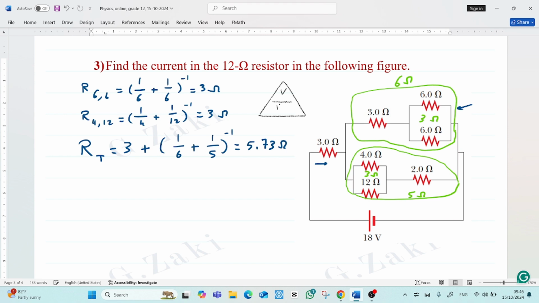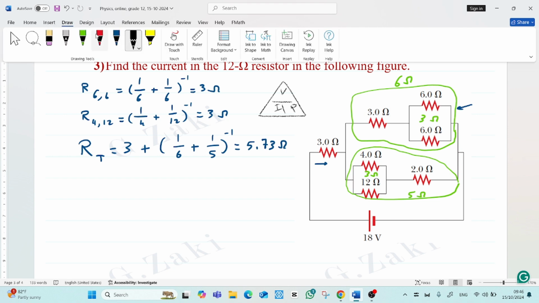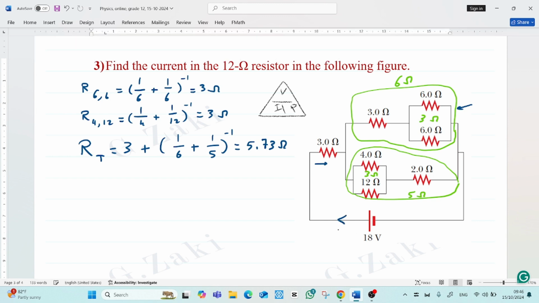Use Ohm's law for the current, V equals I R. Then the total current from the circuit, I, equals the total voltage over the total resistance. So it's 18 divided by 5.73, which is 3.14 ampere.